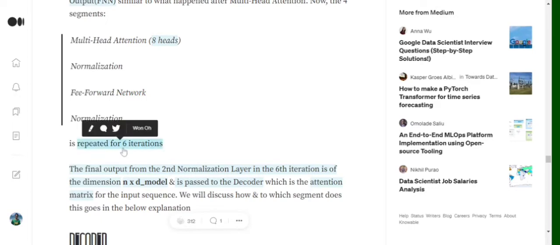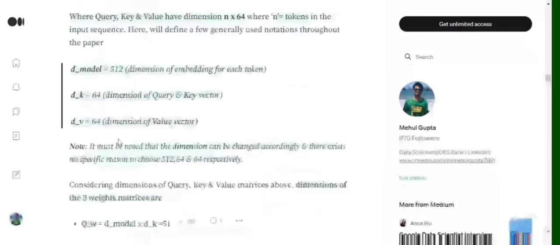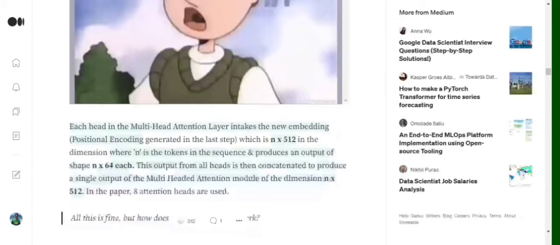It is repeated for 6 iterations in the research paper. So these four layers are repeated again and again in the model, 6 times. In the picture it might look a bit small, but if you expand it out, the block in the diagram for the encoder gets repeated 6 times, the same attention block.